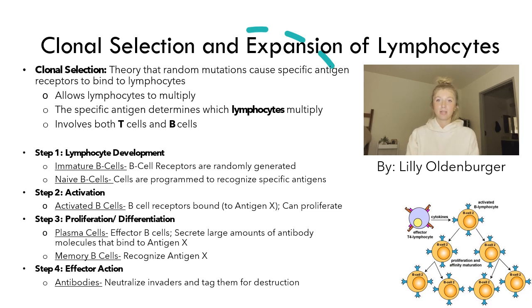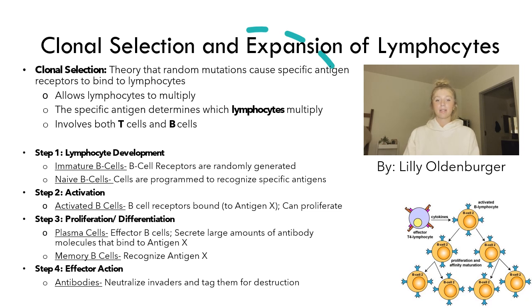This involves both T cells and B cells. The first step of this process is lymphocyte development. This involves immature B cells, which have B cell receptors that are randomly generated, as well as naive B cells, which are programmed to recognize specific antigens. Step 2 is activation. This is when activated B cells are bound to antigen X, and then they can proliferate. Step 3 is proliferation and differentiation. This is when plasma cells secrete large amounts of antibodies that bind to antigen X.